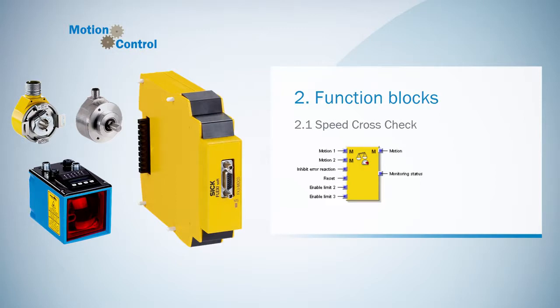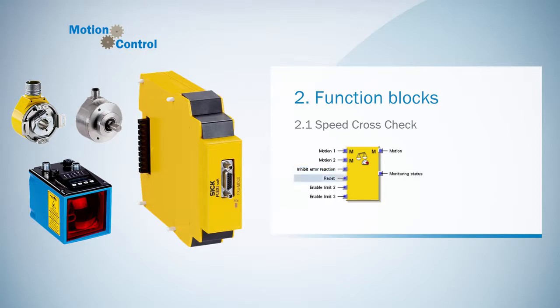Let me also give you a short overview of the different inputs and outputs of this function block. At first, we have the inputs motion 1 and motion 2. Here the signals of the encoders are connected. Therefore, the speed cross-check gets all the information provided by the encoders. Furthermore, there is the optional input inhibit error reaction. It can be used to prevent the error reaction in specific operational situations and reset the fault automatically.